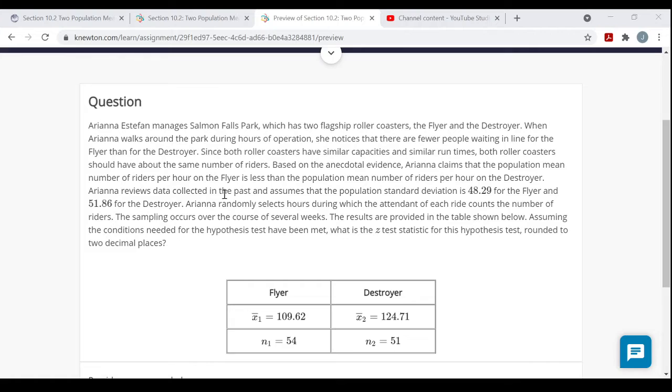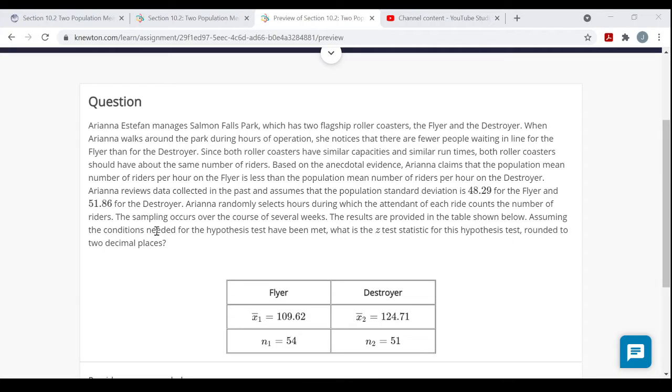Ariana reviews data collected in the past and assumes that the population standard deviation is 48.29 riders for the Flyer and 51.86 for the Destroyer. Ariana randomly selects hours during which the attendant of each ride counts the number of riders. The sampling occurs over the course of several weeks. The results are provided in the table shown below.